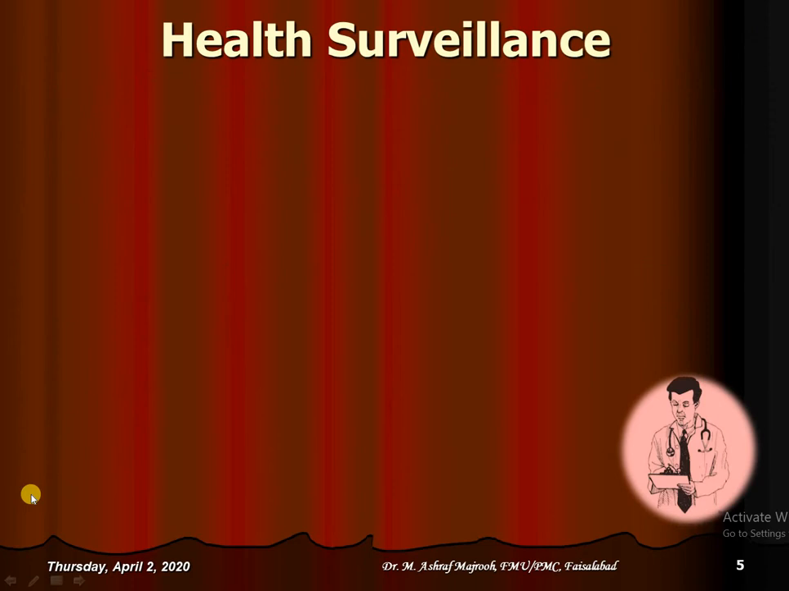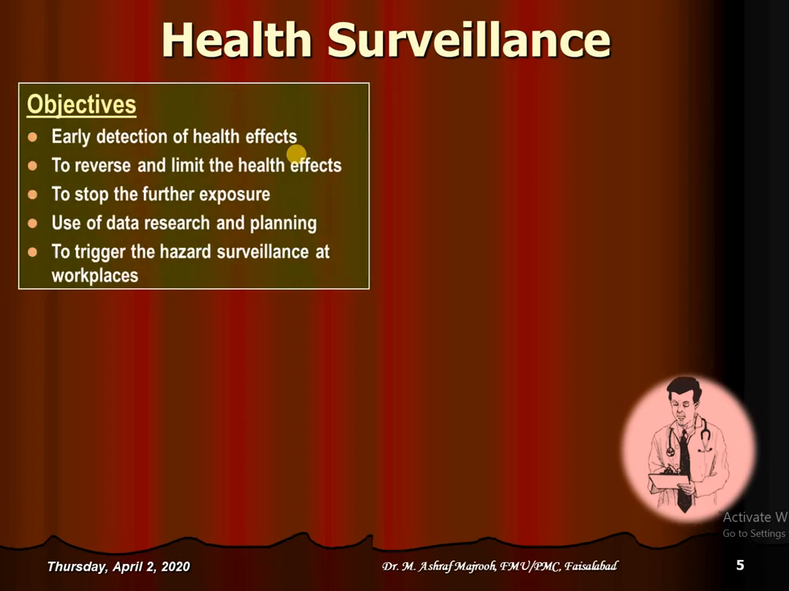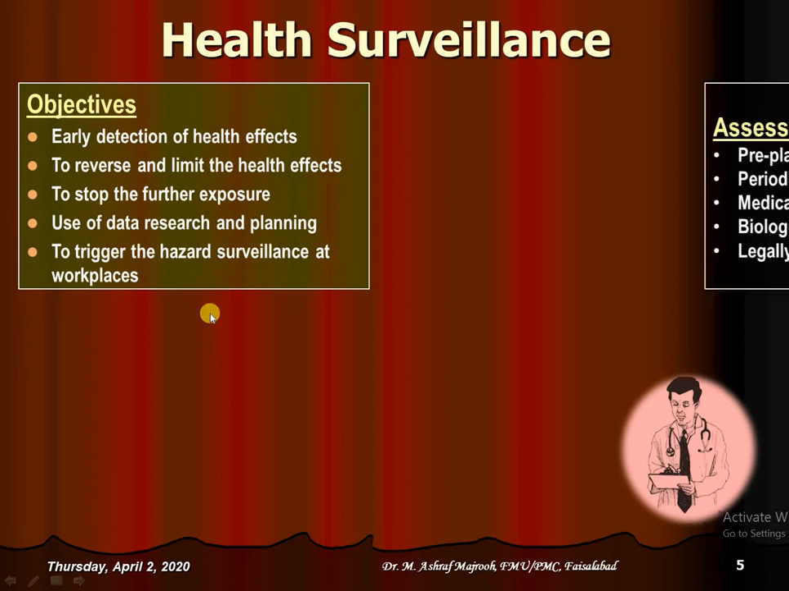Now, we will deal with health surveillance. The objectives of health surveillance are early detection of health effects, to reverse and limit the health effects, to stop further exposure, and to use the workers' health data for planning and for hypothesis generation. It is also used to trigger hazard surveillance at workplaces. So these are the objectives.